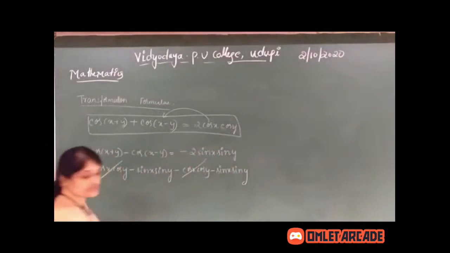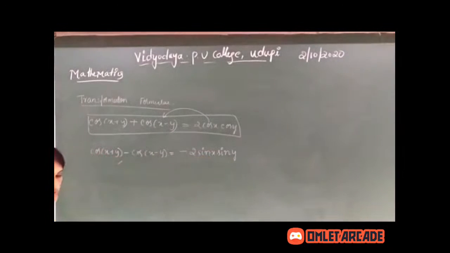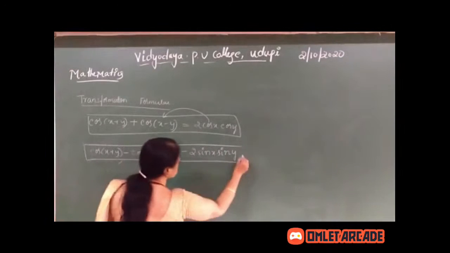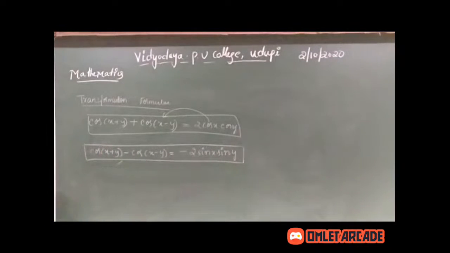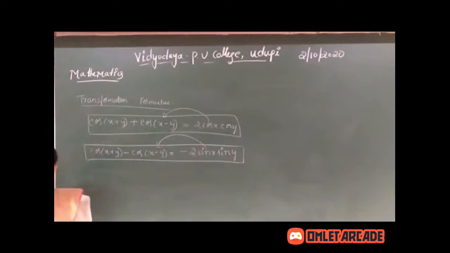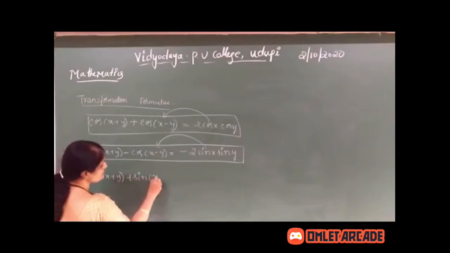This is also a very important one. That is, 2 sin x sin y can be written as cos of x plus y minus cos of x minus y. When we subtract the cos formula, we get minus 2 sin x sin y. On the other hand, if sin x sin y is given, it can be expressed in this form.